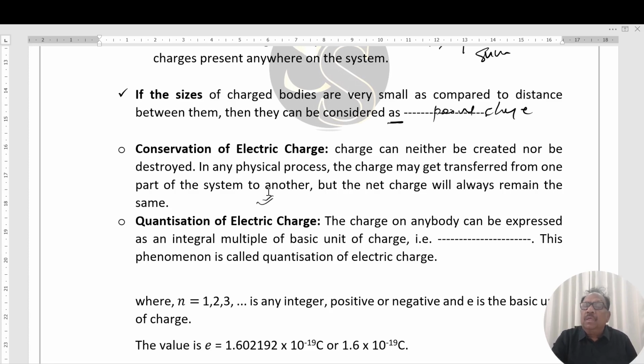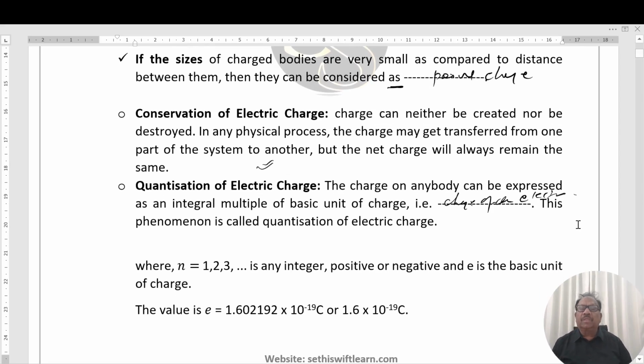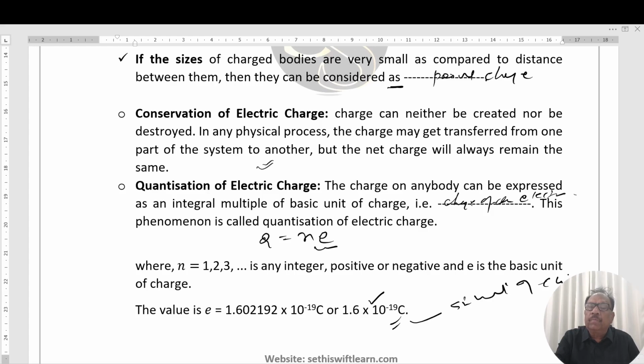Next, quantization of charge. The charge on any body can be expressed as an integral multiple of the basic unit of charge, that is, the charge on one electron. This phenomenon is called quantization of charge. Q equal to N into E. E is the electronic charge, whose value is 1.6 × 10⁻¹⁹ Coulomb. Coulomb is the SI unit of charge. N is the integral multiple: 1, 2, 3, 4, anything.